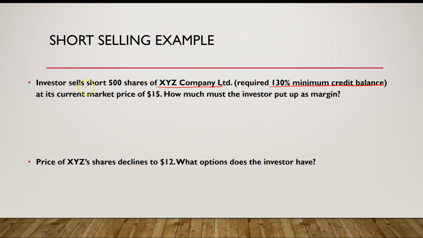An investor is going to short 500 shares of XYZ, and the current market price is $15. So how much must the investor put up as a margin if in this case here, the minimum credit balance that the investor must have surrounding this asset is 130% minimum credit balance. And again, just like in the previous example, this may change depending on your broker dealer. This is an example. Okay, so some securities are eligible for reduced margin, some securities won't meet those thresholds. So this 130% is just an example right now. This can change with different broker dealers and with different securities.